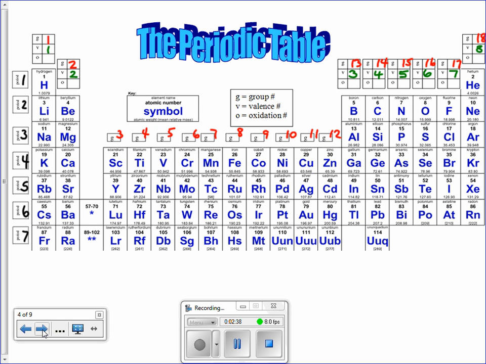Okay, the next thing we are going to put in is the valence electrons. The valence electrons, you will see, are 1, 2, 3, 4, 5, 6, 7, 8. Okay, the valence electrons are the outer electrons. And we will be using those for chemical reactions and bonding in the next unit. So I will put it on pause for a second.